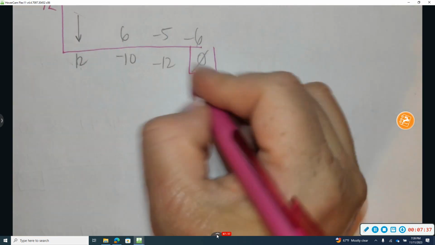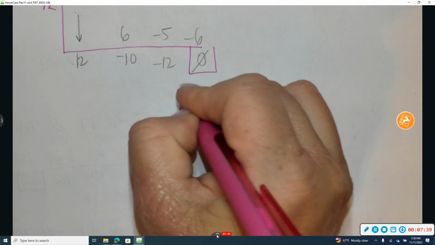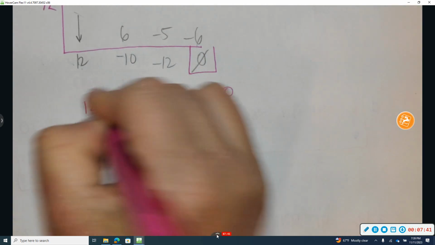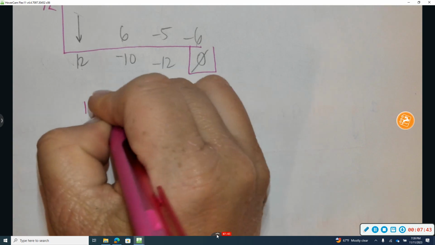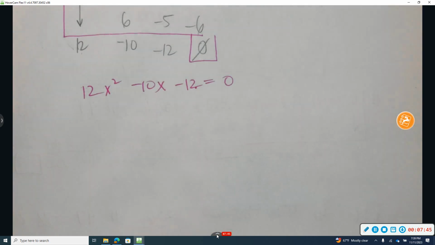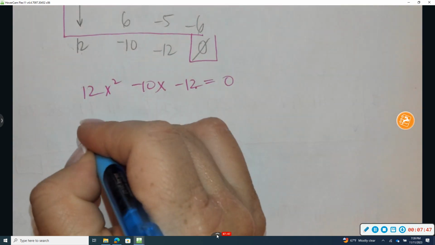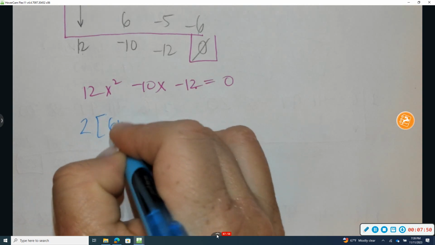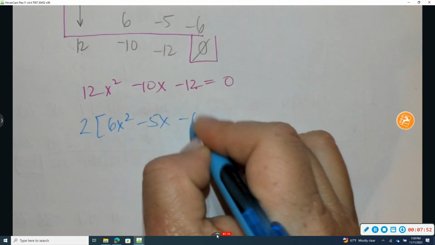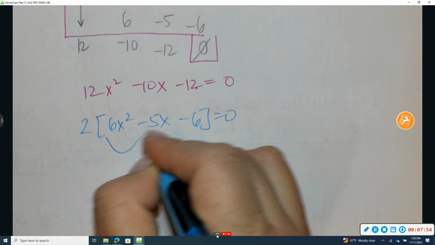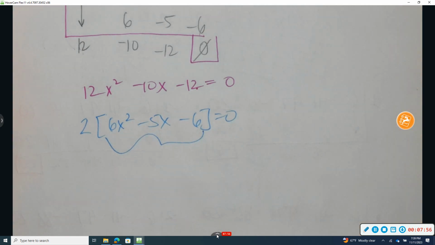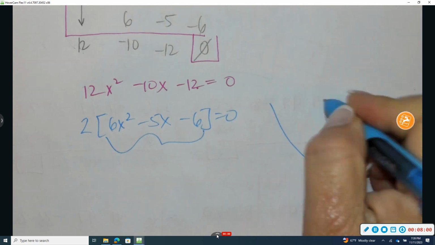What can I do with this? So I have 0, negative 12, negative 10, and 12. No x cubed, 1x squared, and 2x. Right away, I can see that they all are divisible by 2. So I can factor out 2 to get 6x squared minus 5x minus 6 equals 0. Okay, and now is it possible that I can factor this? And if not, I'll use the quadratic formula to solve.